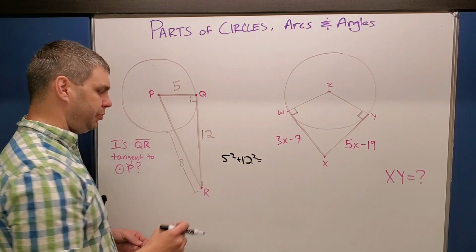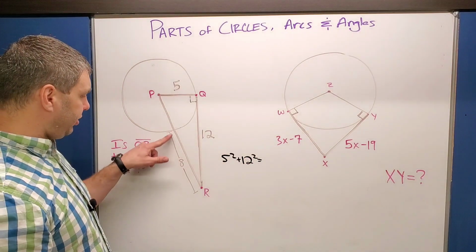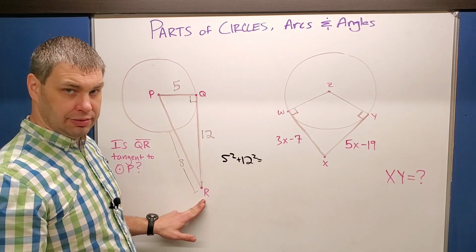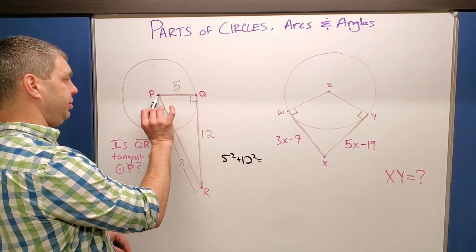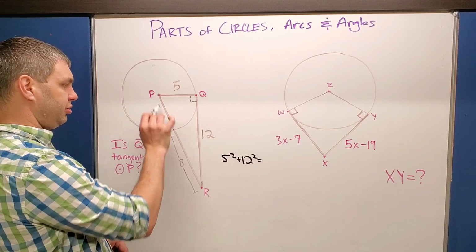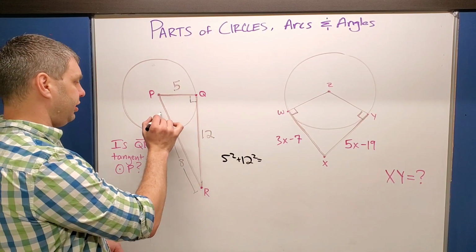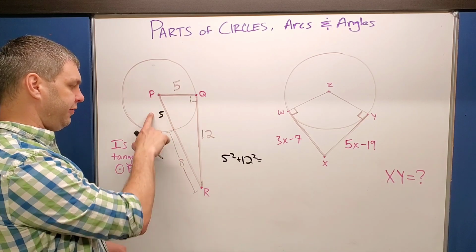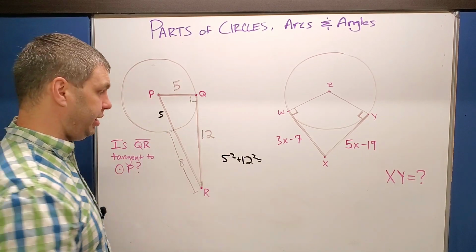And I did this one on purpose because this part right here is 8, but what is PR? What's all of it? Well, if you think that PQ is a radius, P to whatever this point would also be a radius. So therefore, this is 5. So to find PR, all of it, I would take 5 plus 8. And of course, that's going to be 13.